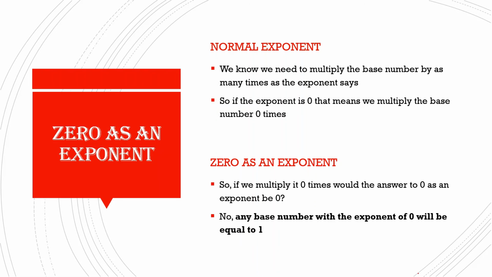If we multiply it 0 times, will the answer to 0 as an exponent be 0, since technically we have no value? Well, no. Any base number with the exponent of 0 will be equal to 1, not 0. And there's no practice problems for this section because all the answers would be 1, as it says here.